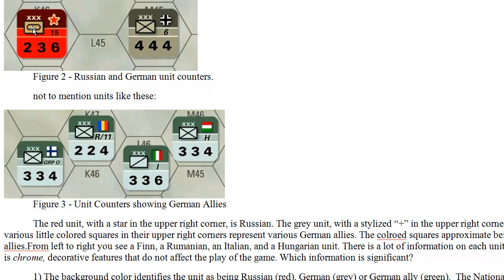It happens that all armor and cavalry have 6 movement points, and all infantry has 4 movement points, but the 6 and the 4 are displayed on the unit, so there's no new information there.